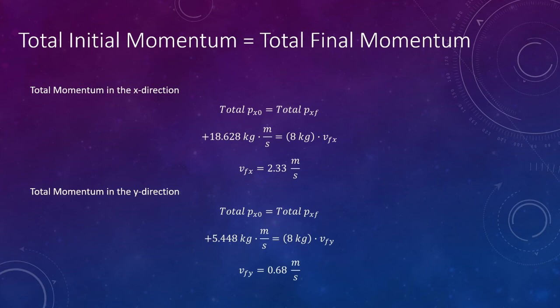Do a similar thing in the y direction. Again, forgive the typo here. Total momentum in y initially is equal to the total momentum in y final. So you should get plus 0.68 meters per second for that.